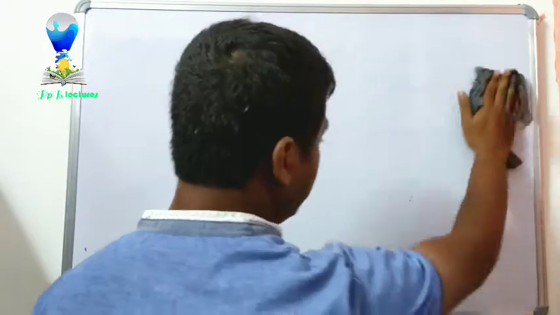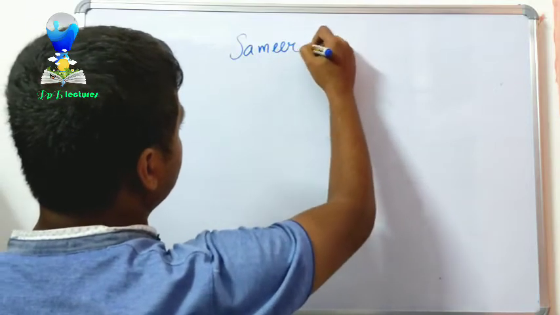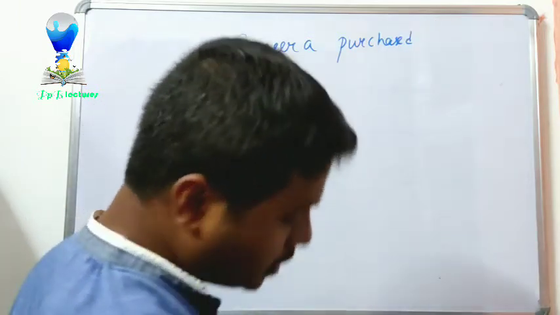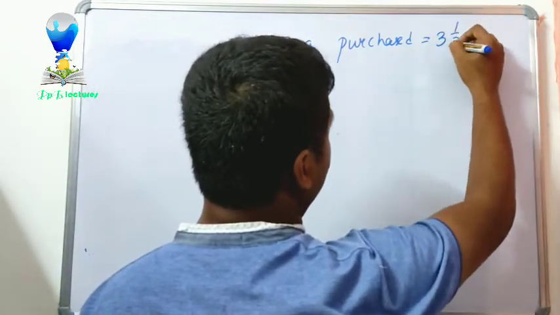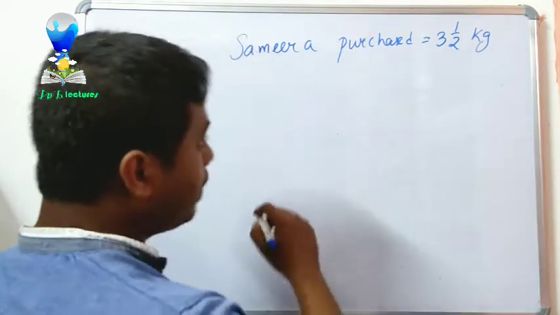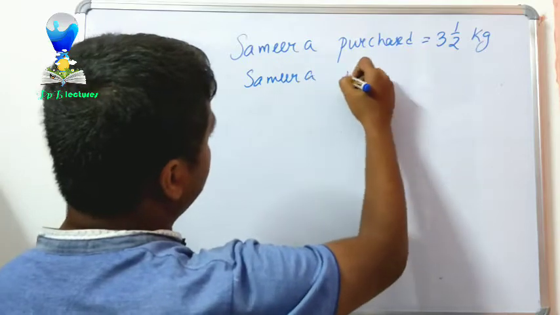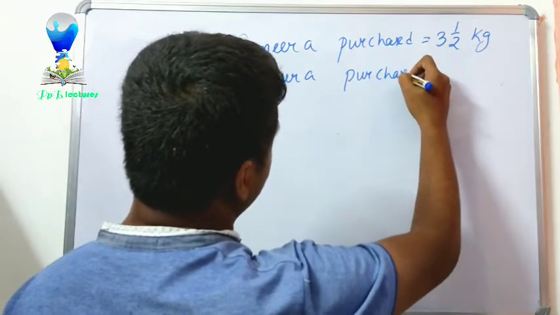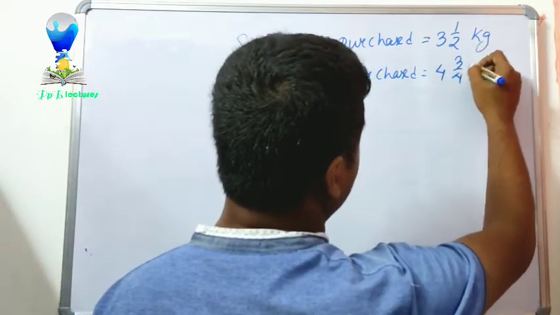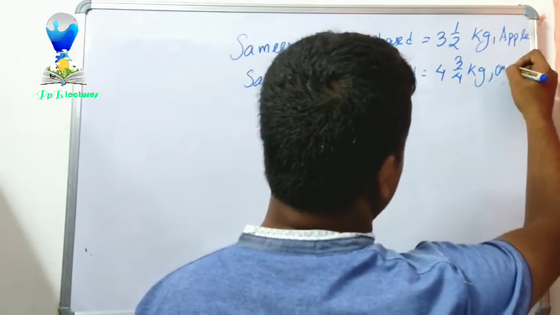So example number 3 is given that Samira purchased 3.5 kg apple. Then same way, Samira bought oranges. Samira purchased how much amount of oranges? 4 and a 3/4 kg. This is for apple and this is for oranges.